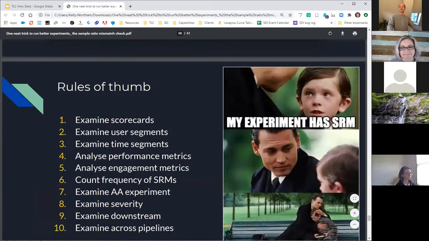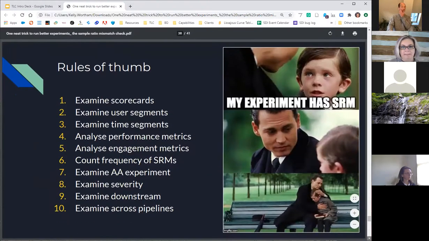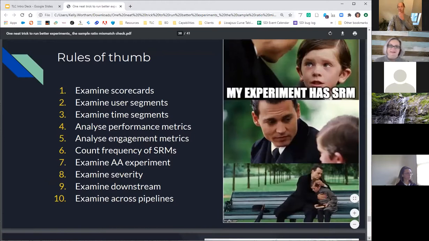Then in the paper, we also have some rules of thumb for doing the actual root cause analysis, because again, the detection is easy, but finding out what is actually the cause of the SRM is often a lot harder. So we made 10 rules of thumb that would hopefully help people, because really, the picture on the right is very much the reality, right? If your experiment has SRM, I'm sorry for you. Full stop. Finding out what is the problem is the hard bit.